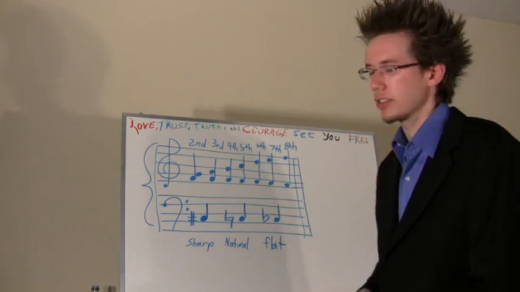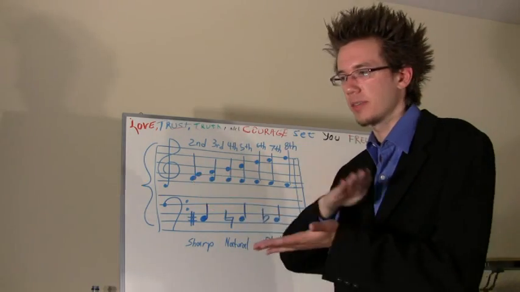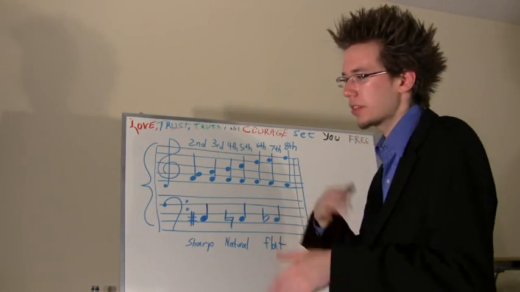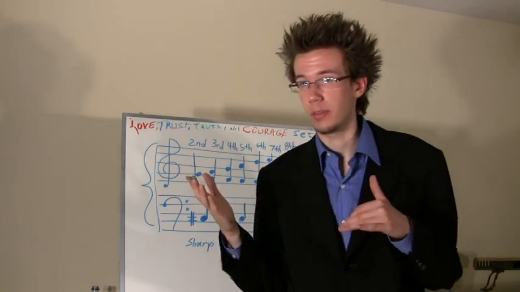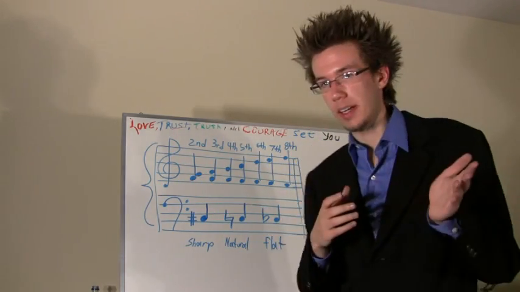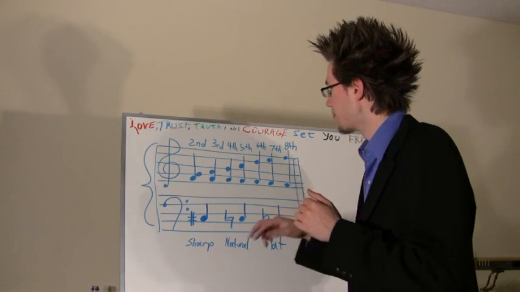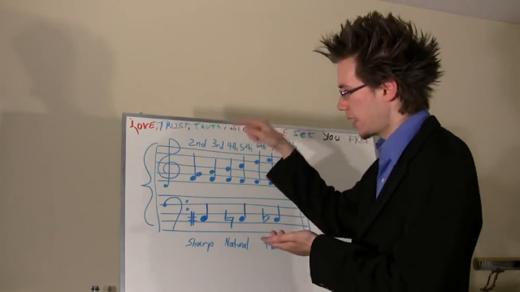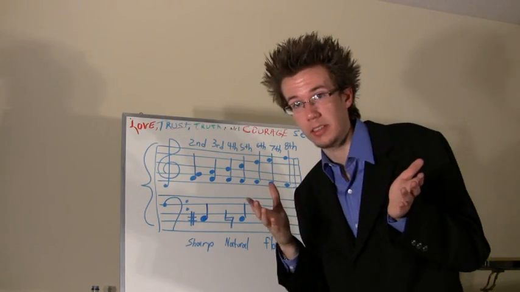Like to do a third, you just go from one space to another space. The very next one, up or down, that's always going to be a third. Whether it'll be a major third or a minor third is a different question, but we're not going to get into that right now. But going from a space to a space, or going from a line to the next line up or the next line down, is always going to be a third.